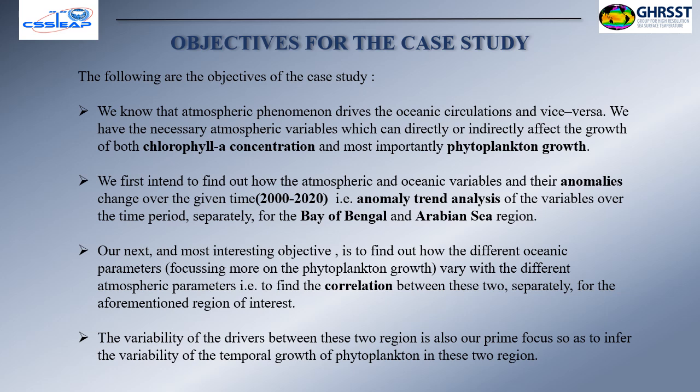Separately, for Bay of Bengal and Arabian Sea region, our next and most interesting objective is to find out how the different oceanic parameters, focusing more on the phytoplankton growth, though we will consider the chlorophyll A concentration as well because it is a key pigment of phytoplanktons, vary with different atmospheric parameters, that is to find the correlation between these two separately for the region of interest. And the variability of the drivers between these two regions is also a prime focus so as to infer the variability of the temporal growth of phytoplankton in these two regions.